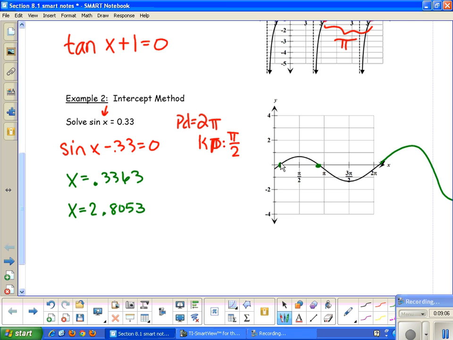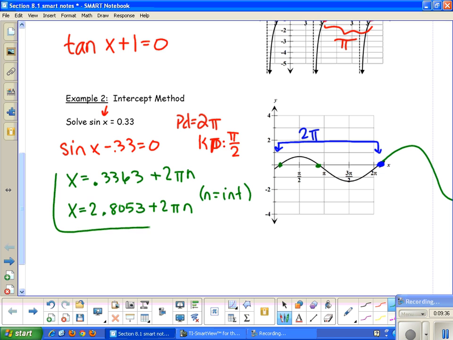So because my graph keeps going, I know that this point hits again right here. So what is the length from here to here? I know that's the length of my period, which in this case would be 2 pi. So for each of these answers, you have your zero plus the distance between each of your zeros, which in this case is 2 pi n, where n is an integer. So then the next one would also be plus 2 pi n, where n equals an integer. And so these are my two solutions.